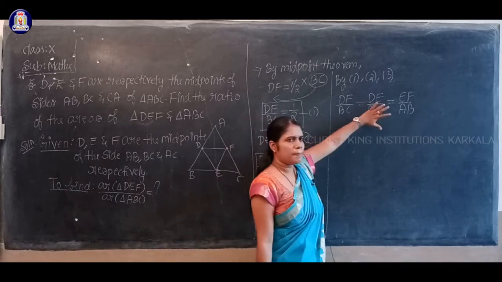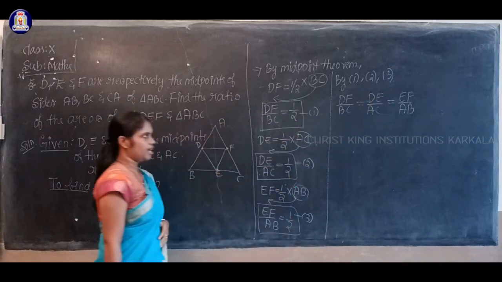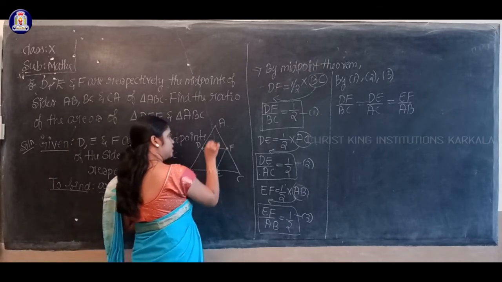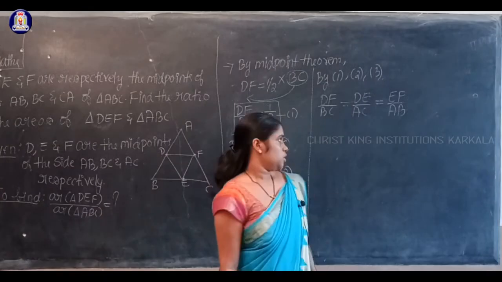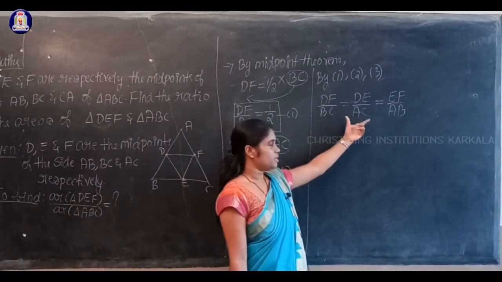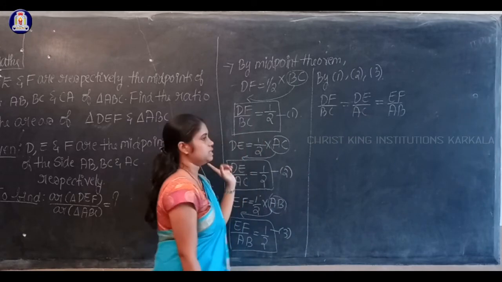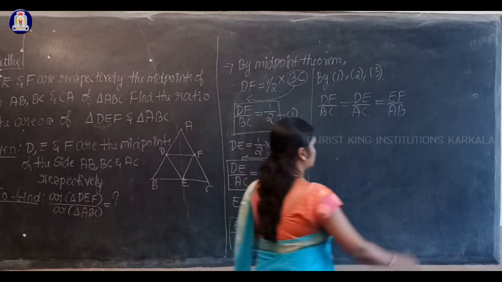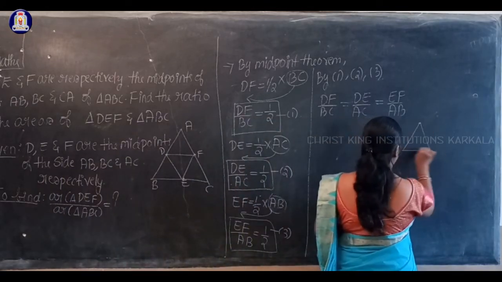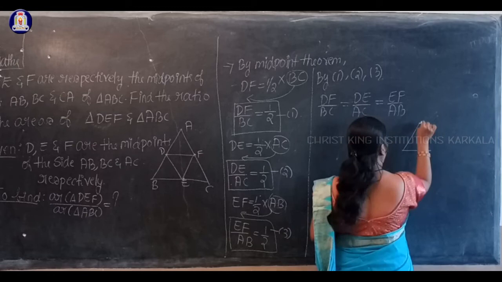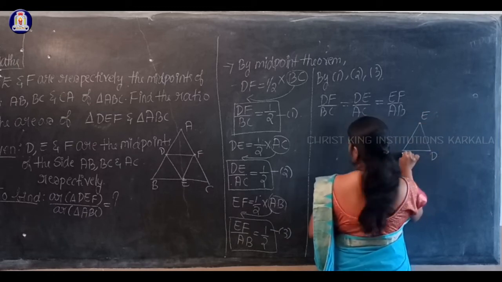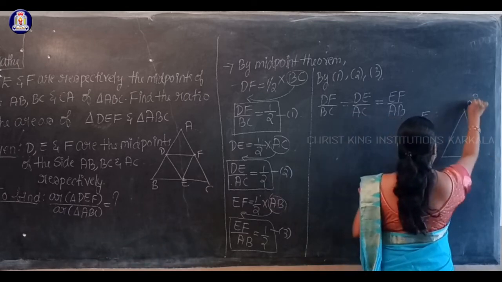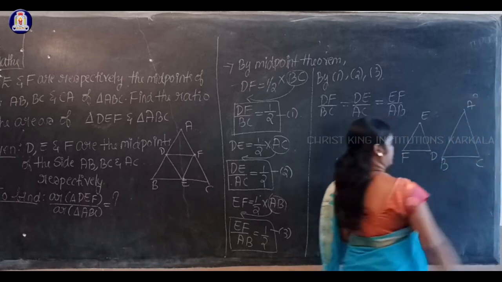So once you compare this result with these two triangles, which two triangles? Triangle DEF and triangle ABC. So now you just compare this ratio with your given triangles, which are the two triangles DEF and triangle ABC. Yes, I'll draw those two triangles separately. Yes, so it will become like this.